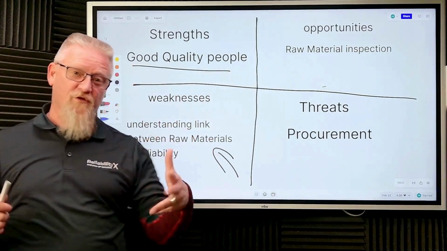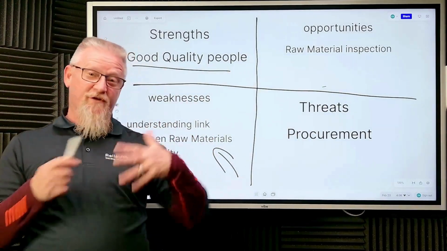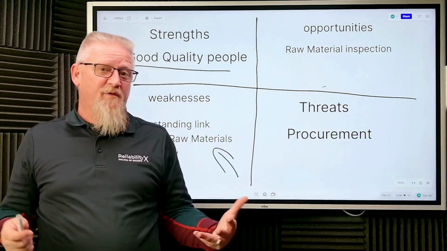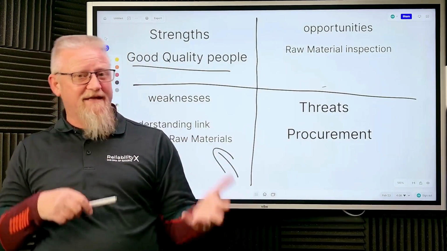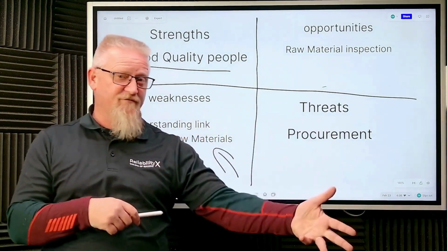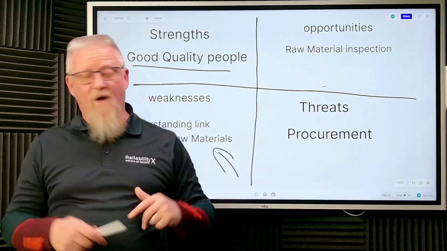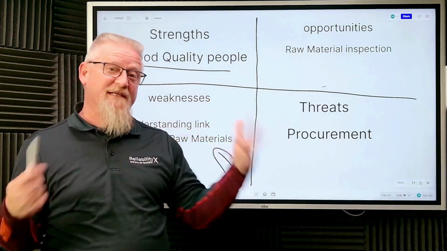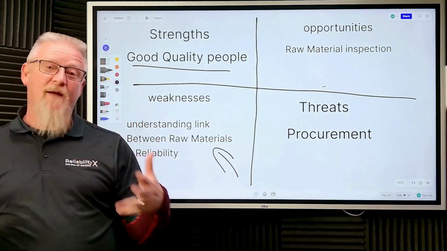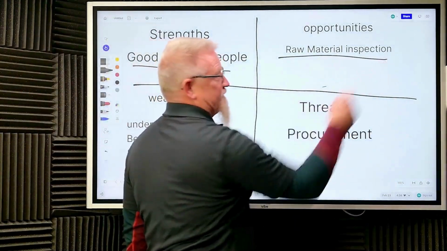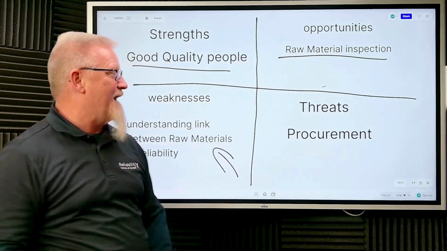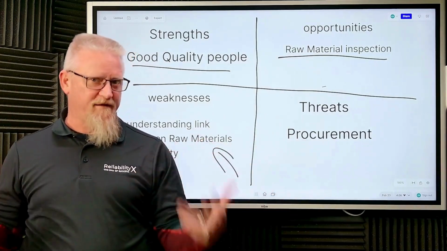We need to leverage the quality people. So we want to make sure we're leveraging our strengths. They're going to help us develop the inspection process and who might have to execute that inspection process. Maybe it's receiving, maybe it's somebody from quality, but they have good expertise, so we want to leverage them. And our opportunities are to put that raw material inspection in place, so we want to make sure that happens. And threats, we've got threats from procurement.